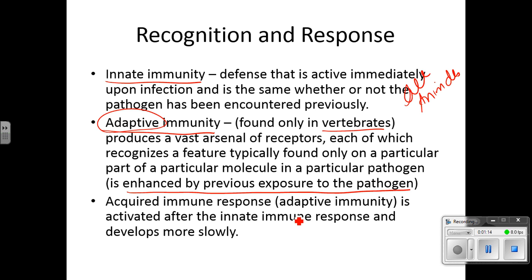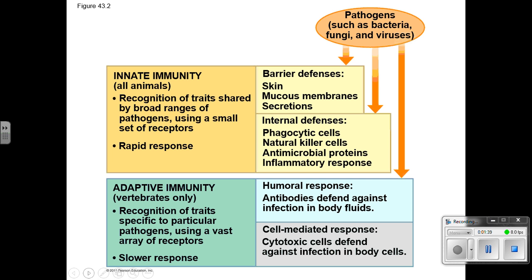Acquired immune response is part of your adaptive immunity and is activated after the innate immune response develops. It develops more slowly. So you might hear adaptive as acquired. Either way, you're going to hear that. So it happens after the innate, and it develops more slowly. So it's not as immediate, not as quick.